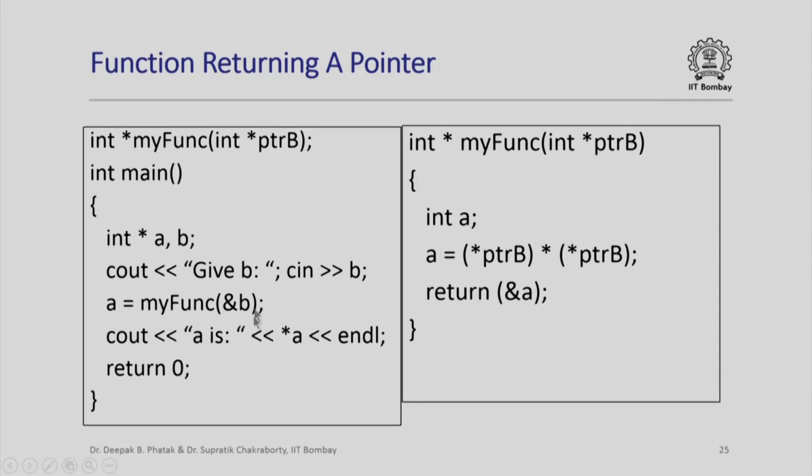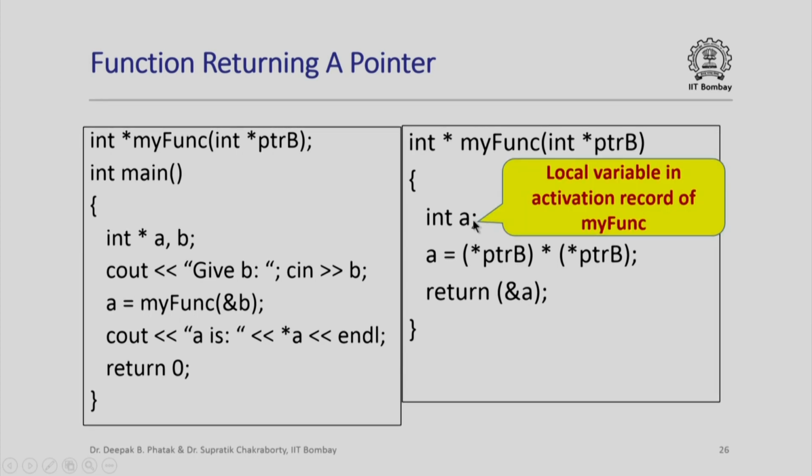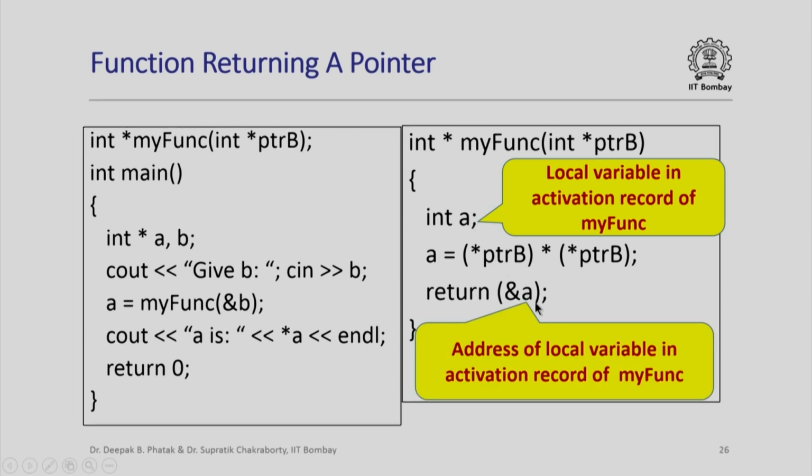So let's illustrate this with a simple program. In this program, I have an integer variable b and an integer pointer variable a. I read in the value of b and then I pass the address of b to this function myfunc, and it returns an integer pointer which I store in a, and then I try to dereference this integer pointer. Now what does myfunc do? It has a local variable a, it does some calculation on that local variable and updates its value, and then it returns the address of this local variable. Note that this is a local variable in the activation record of myfunc.